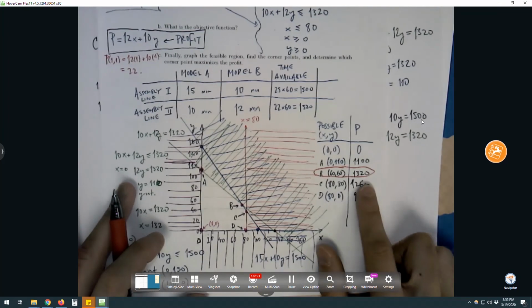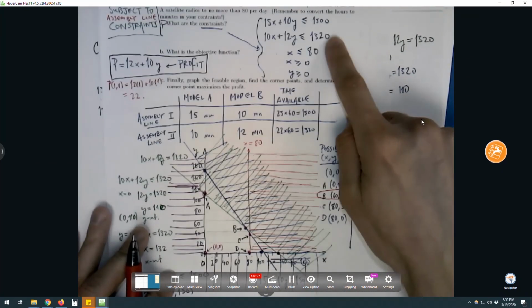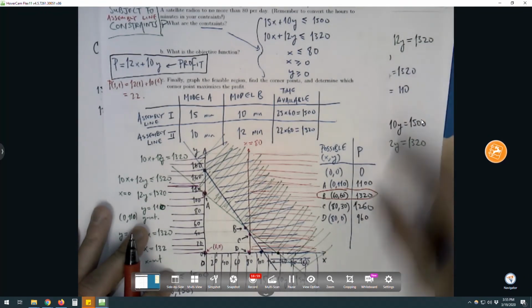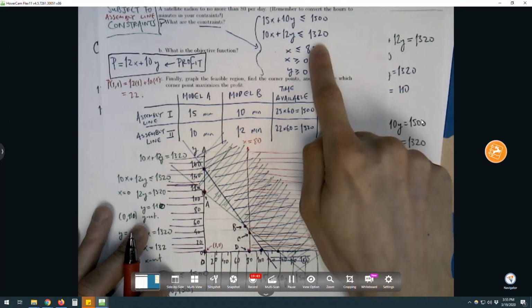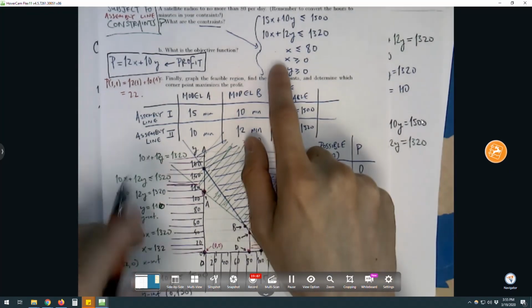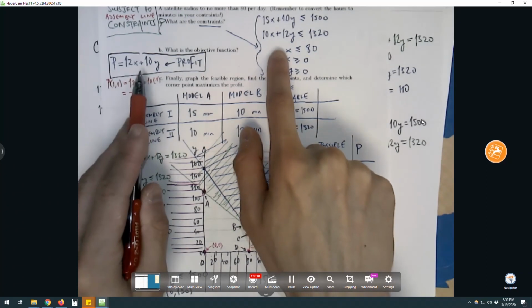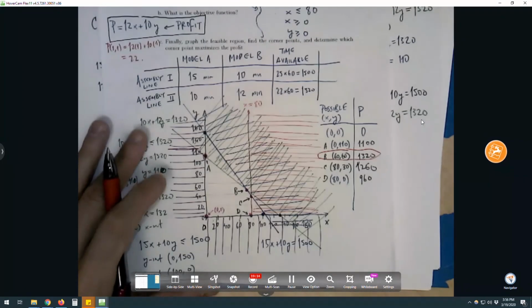By the way, this 1320 doesn't have anything to do with this 1320 here. This 1320 is money, cash money. But this 1320 was how much time is available on here. It's just a coincidence that these two constraints look very similar. All right, that's it.